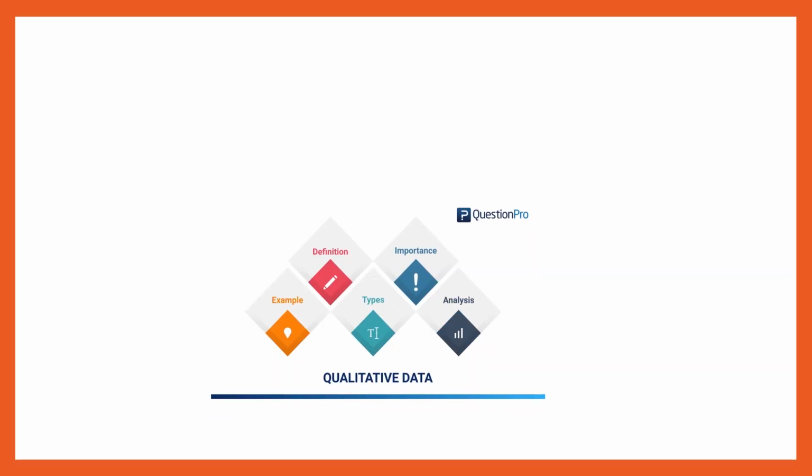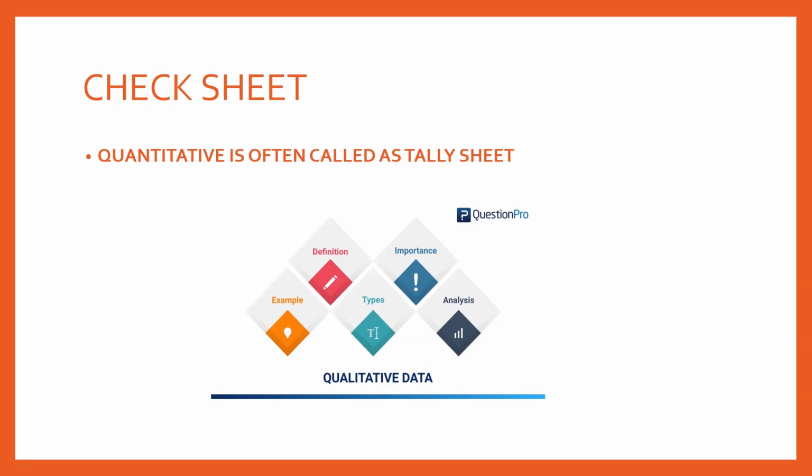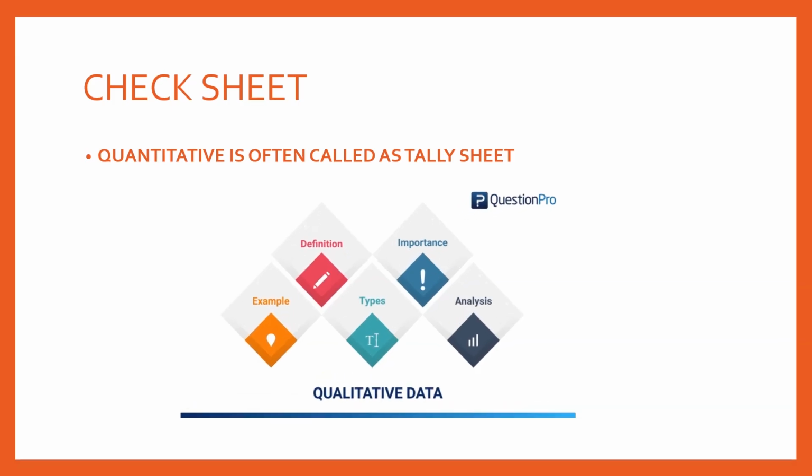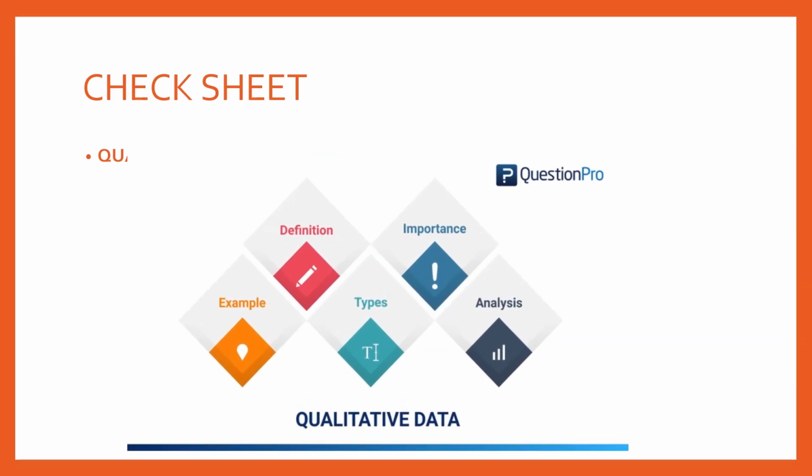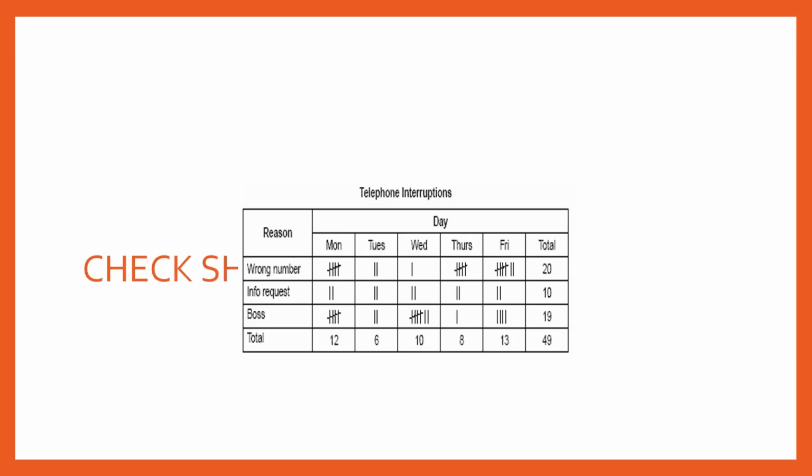So qualitative data and quantitative data can be classified by this sheet. Quantitative data, when it is classified, is often called a tally sheet. These are the examples. The tally sheet examples are there before you. It can be given for different areas, and you can group the data in that fashion.